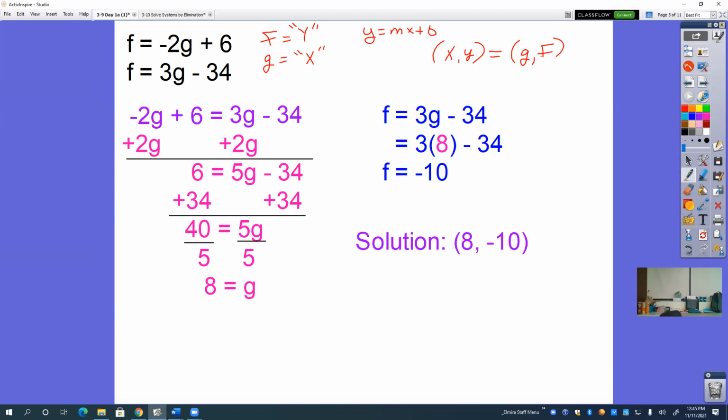Okay, and then we just substitute in our G to find the other variable. So F equals 3G minus 34. Well, 3 times, we substitute 8 in for G. 3 times 8 is 24. 24 minus 34 equals negative 10. So our solution would then be the coordinate 8, negative 10.